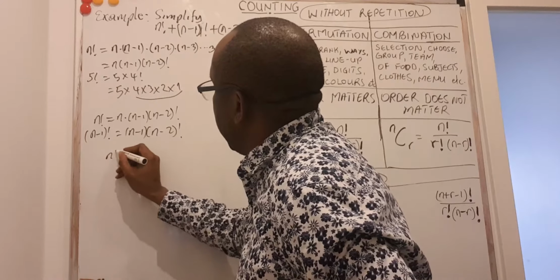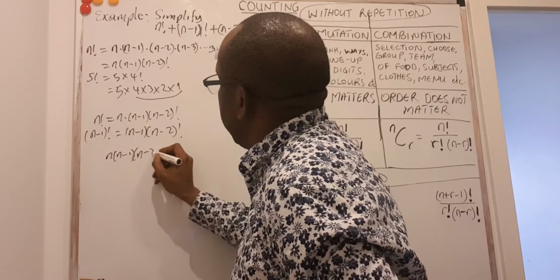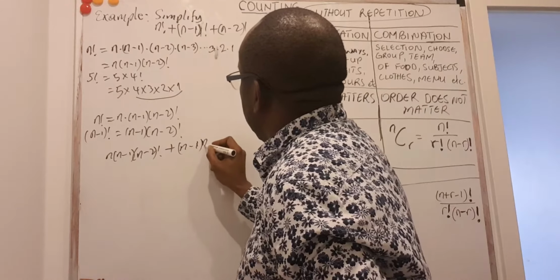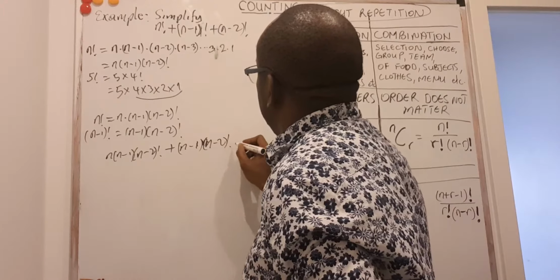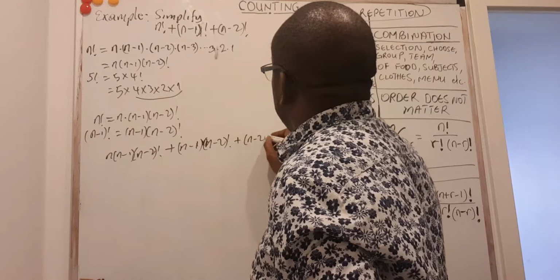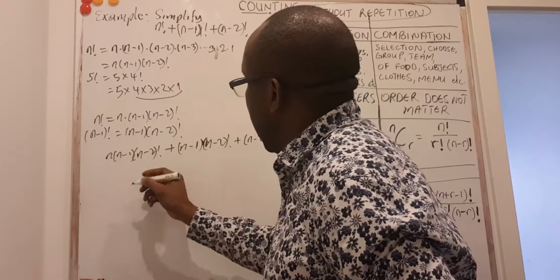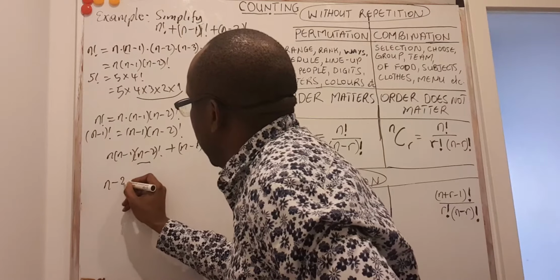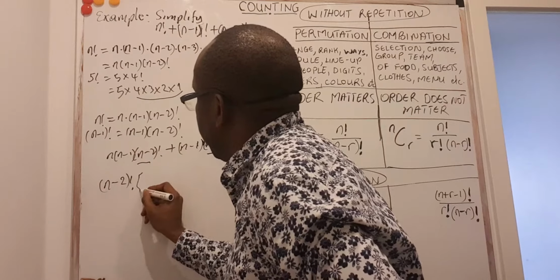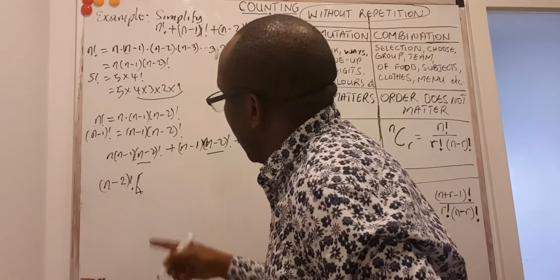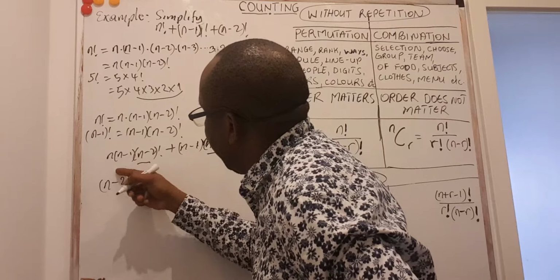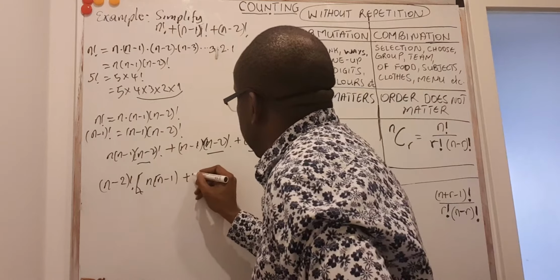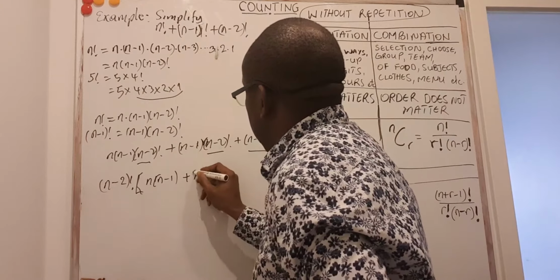So that is n times n minus 1 times n minus 2 factorial, plus n minus 1 times n minus 2 factorial, plus n minus 2 factorial. I can factorize n minus 2 factorial because it's common to the 3 terms. So I have n minus 2 factorial, make some brackets here. Then what is left when I pick this out? I'm left with n into n minus 1. What is left here? This is n minus 1. And what is left here?